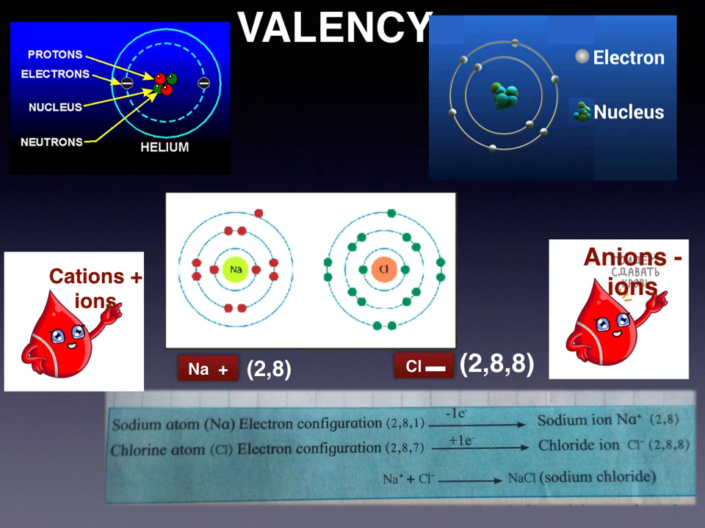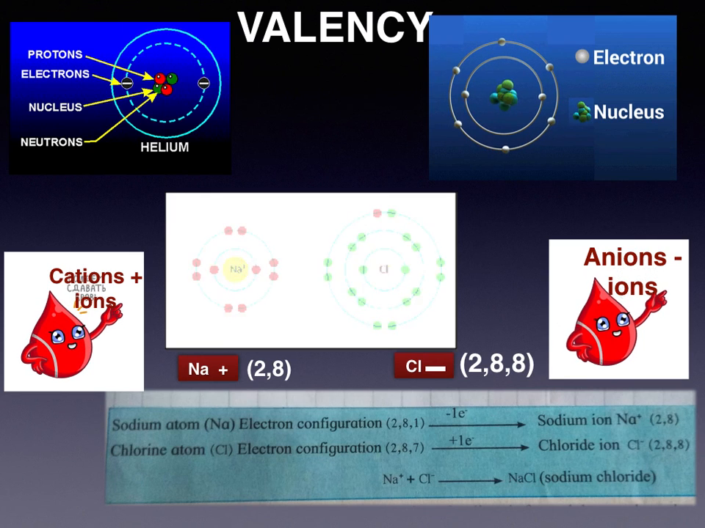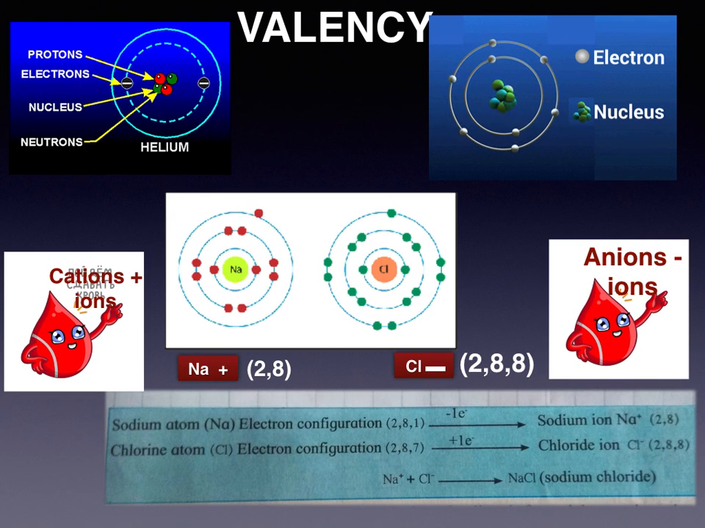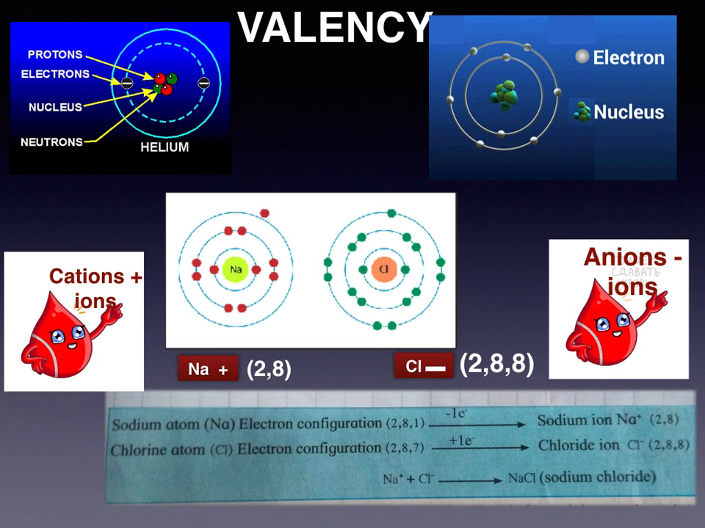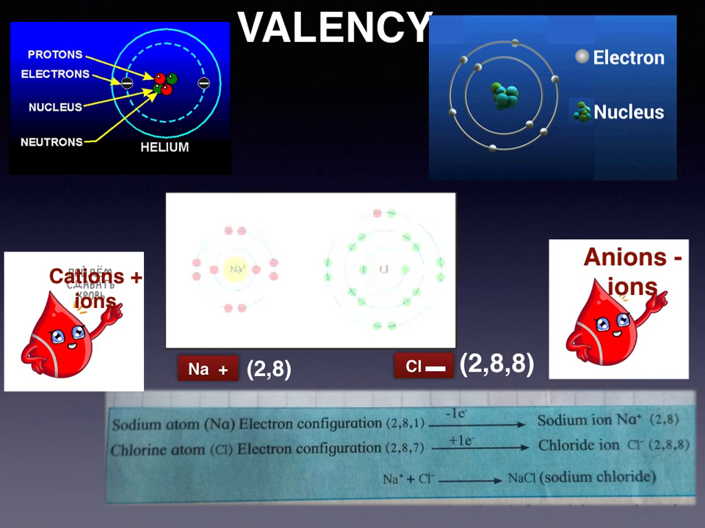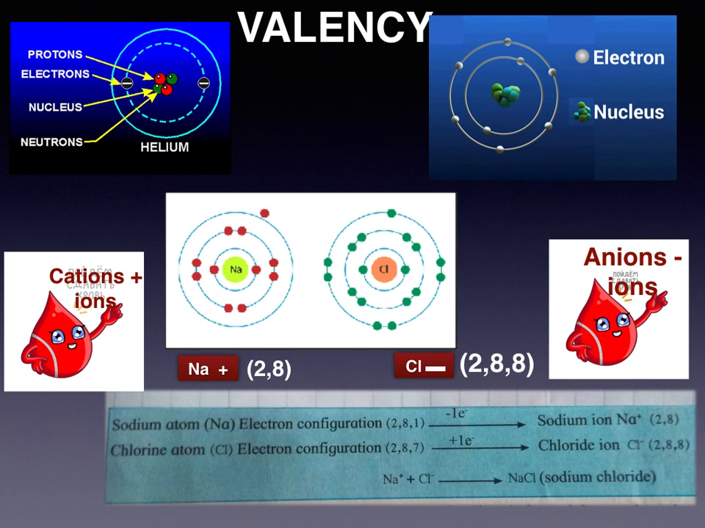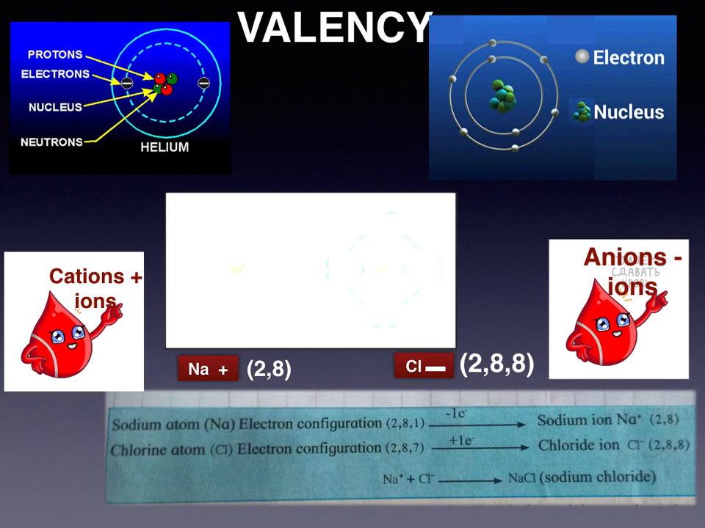So, we can define valency as the number of electrons that an atom of an element gives away or takes up while forming an ionic bond is called the valency of that element. The number of electrons that are given away or taken up is always a whole number. Therefore, valency is always a whole number.